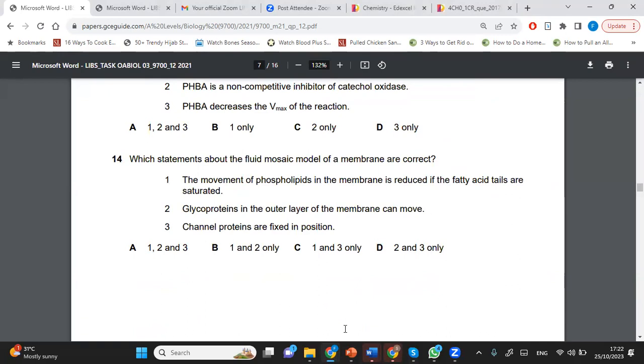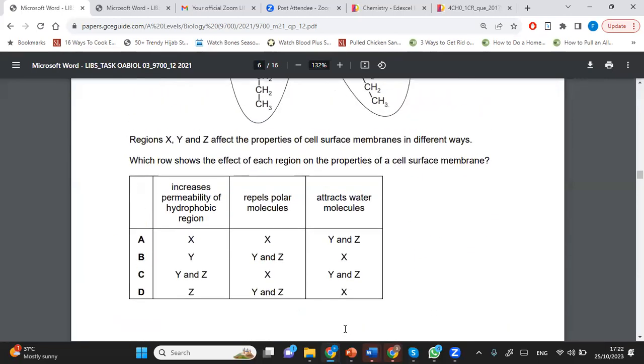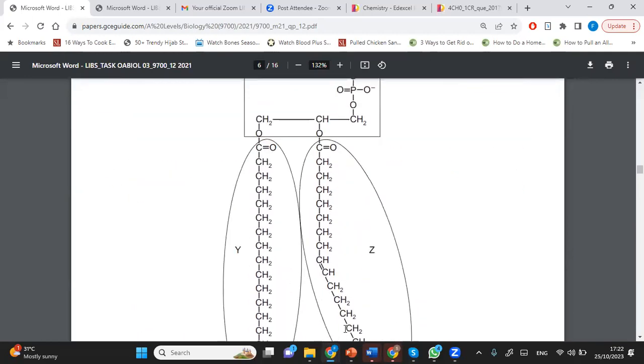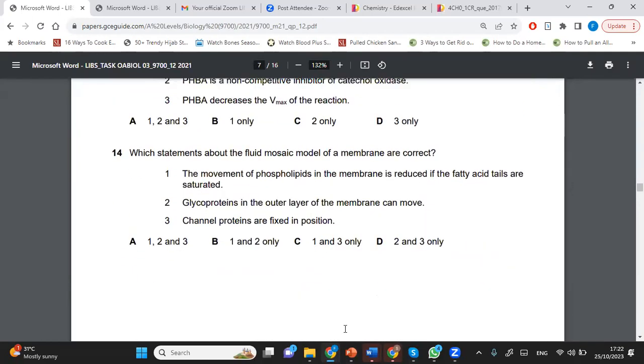Which statement about the fluid mosaic model of a membrane is correct? The movement of phospholipids in the membrane is reduced if the fatty acid tails are saturated. Glycoproteins in the outer layer of the membrane can move. Channel proteins are fixed in position. What do you guys think should be the answer over here?